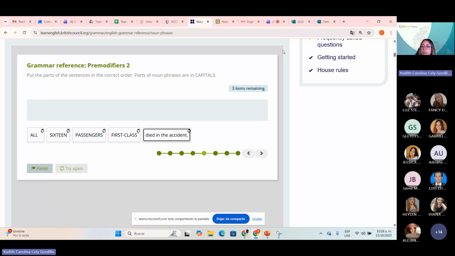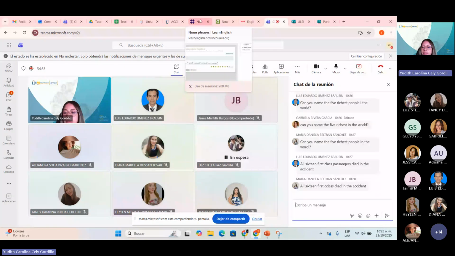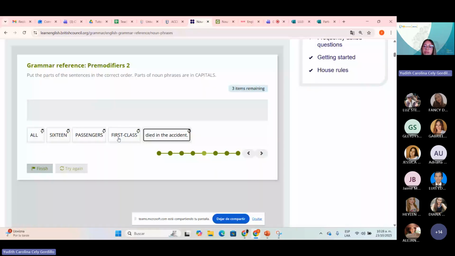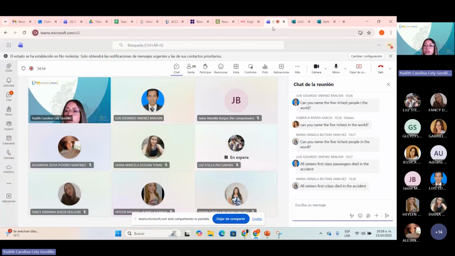Mentioning this, died in the accident. That's right. What about the rest of the students in the chat? All 16 first class passengers died in the accident. That's all right, Luis Eduardo. That's right, Maria. That's so perfect. And let's continue. Live and work in South Africa. Brothers, both, my, younger. 1, 2, 3, 4. These are 4 words. Okay, what about the order? How you can connect all your ideas and organize the statement.